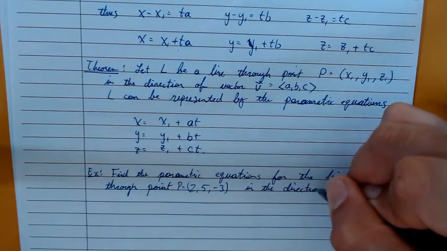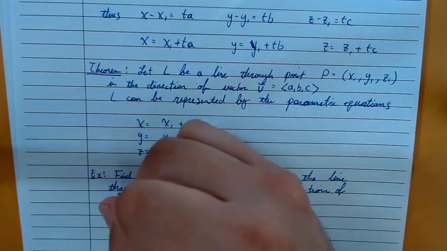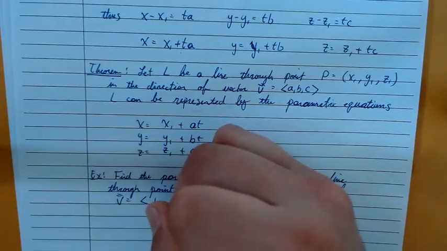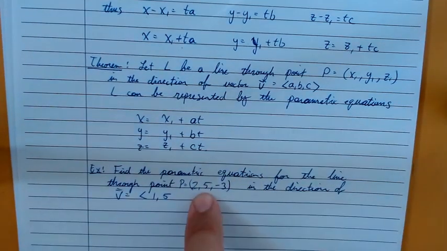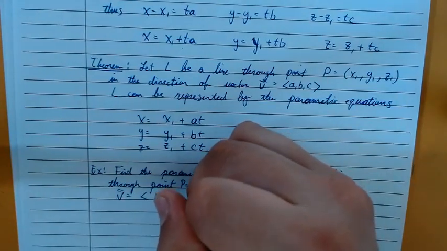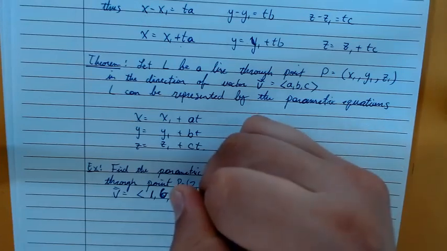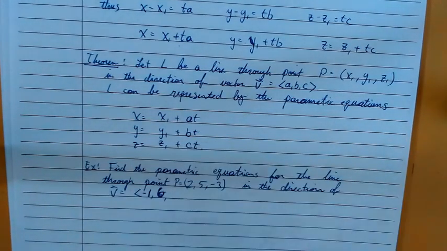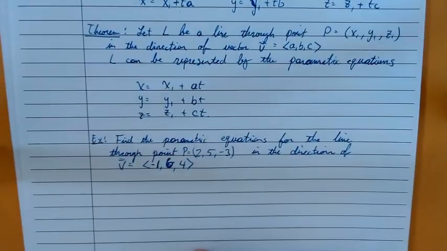In the direction of the vector v, which will give as 1, 5, let me use a different number than that, 1, 6, let's make that a negative, -1, 6, 4. All right, so let's go ahead and do this one together.